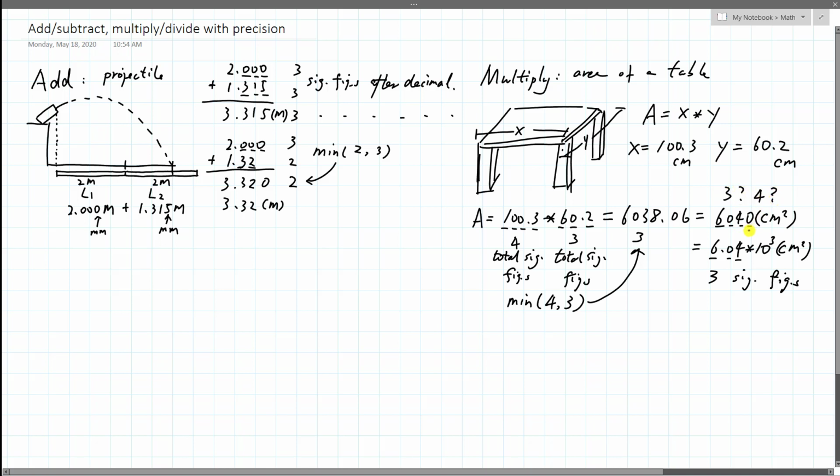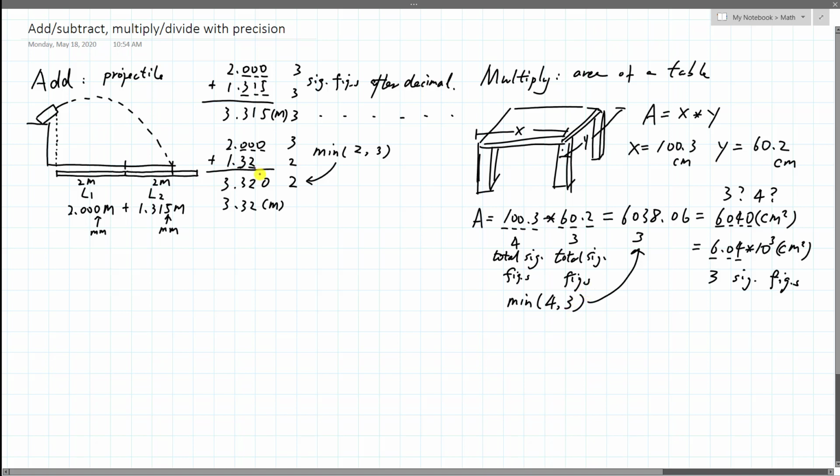Whenever you get into this situation where there are trailing zeros that are not all significant, you have to use scientific notation in order to express the number of digits that are significant, right? So that's multiplication. And division does the same thing, except that this is just divide, and you're going for the minimum amount of total sig figs.